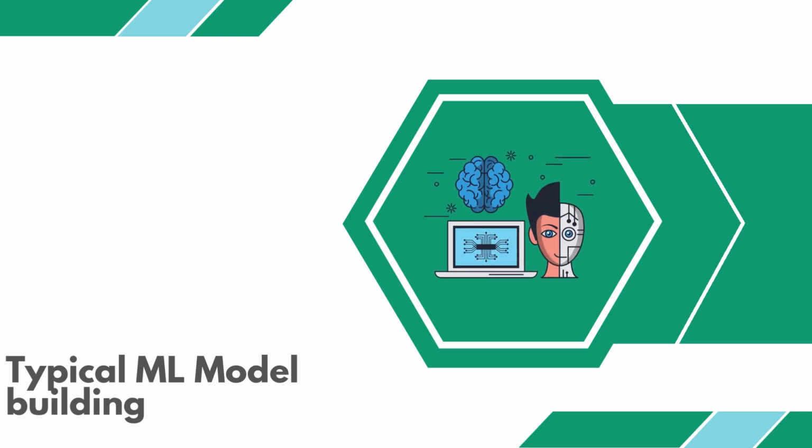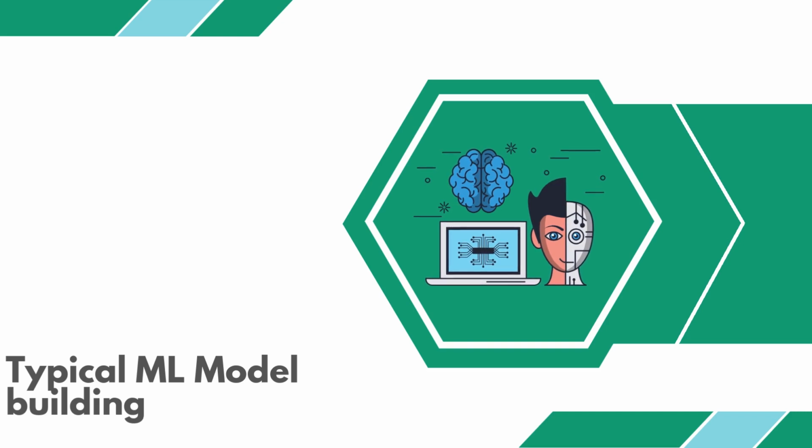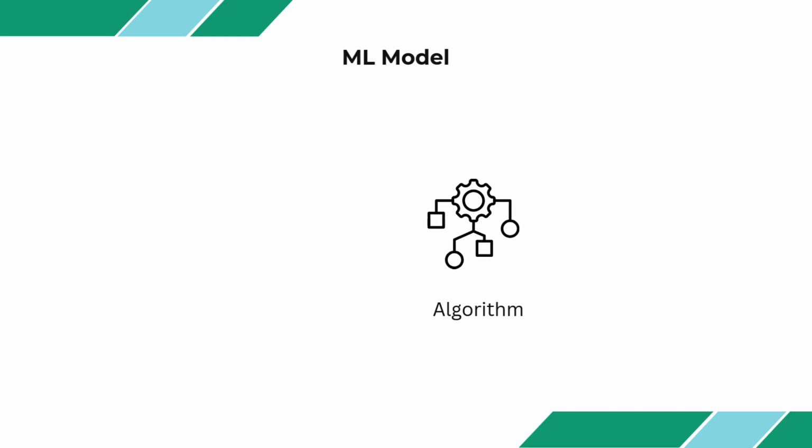Hello all, welcome to this lecture where we are going to talk about the typical machine learning model building cycle. Firstly, machine learning involves using algorithms to analyze large amounts of past data and find patterns. It starts with a math-based algorithm that takes data as input and produces an output.